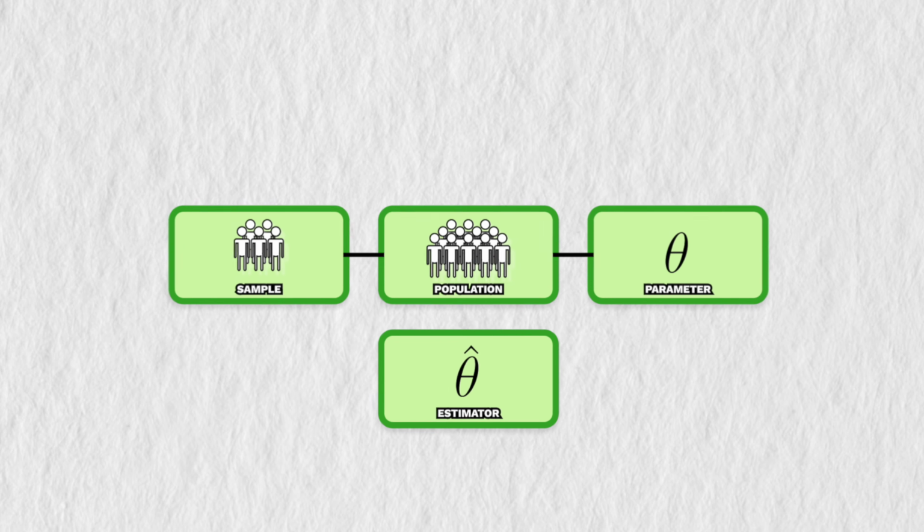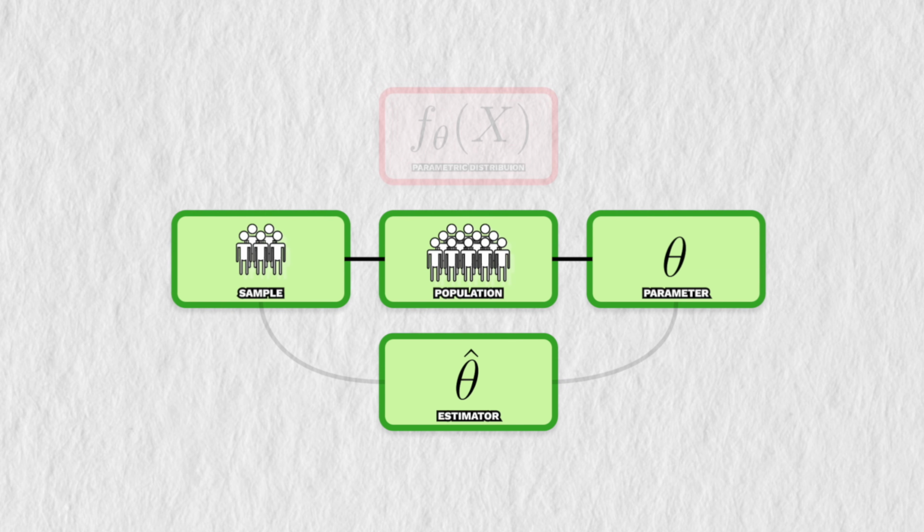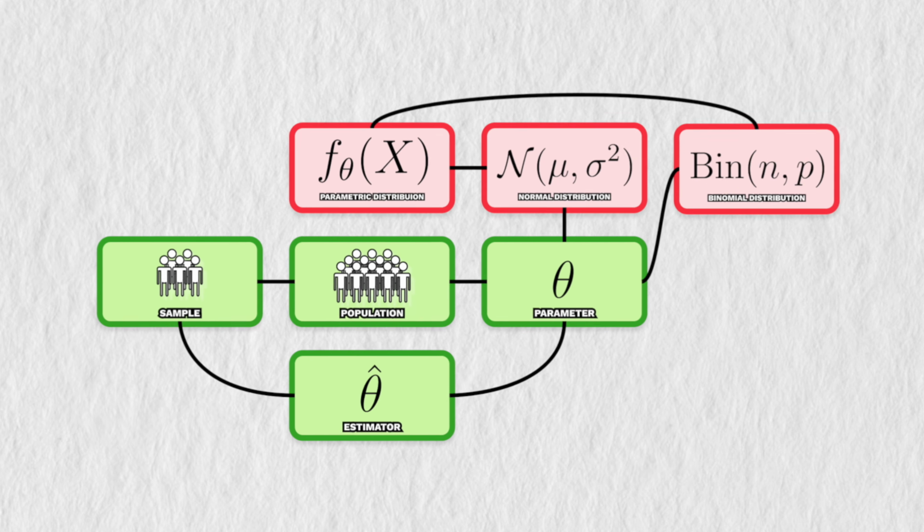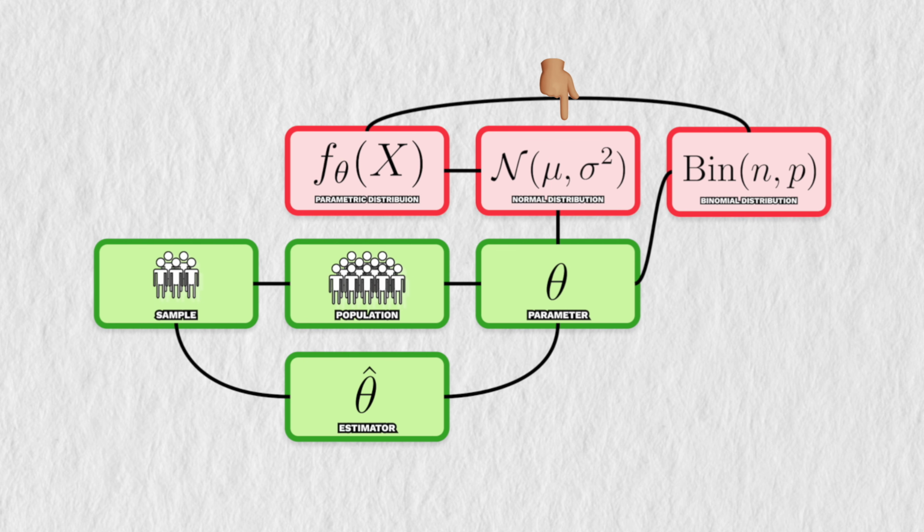We usually model the data from the population as coming from some parametric distribution, where the parameter will completely determine the shape of the function and which values are likely and unlikely. By far, the most common examples are the normal distribution for continuous data and the binomial distribution for binary data. We might be interested in estimating the mean of the normal or the probability of success from the binomial.